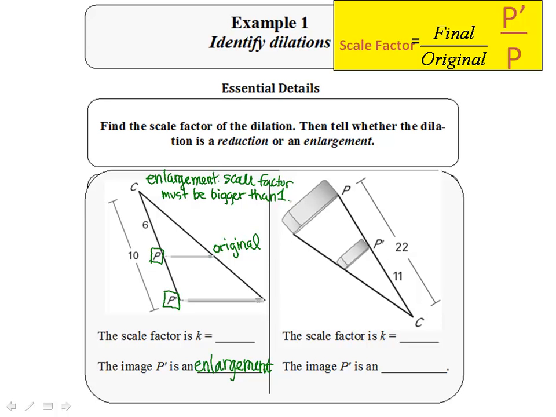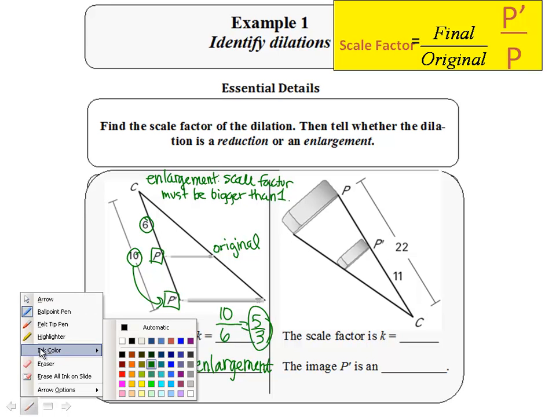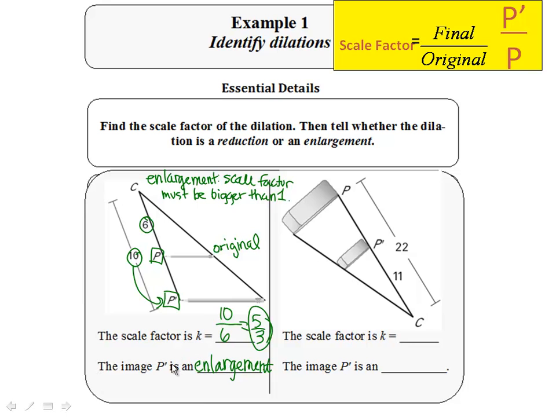When we make our scale factor, remember we want our final, and the number that we have for our final is 10, over our original, and 6 is the number that goes with our original distance. 10 over 6 reduces to 5/3. Now 5/3, yes, that is indeed bigger than 1, so it's correct. So our scale factor is 5/3, and it's an enlargement. Let's look at this next one.